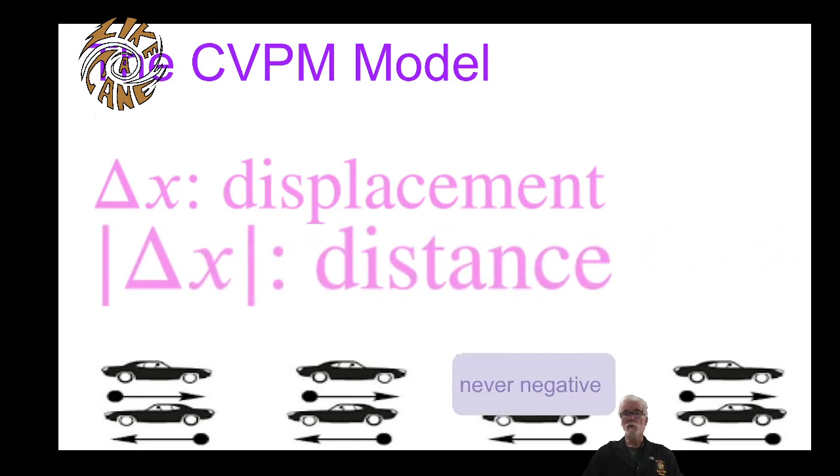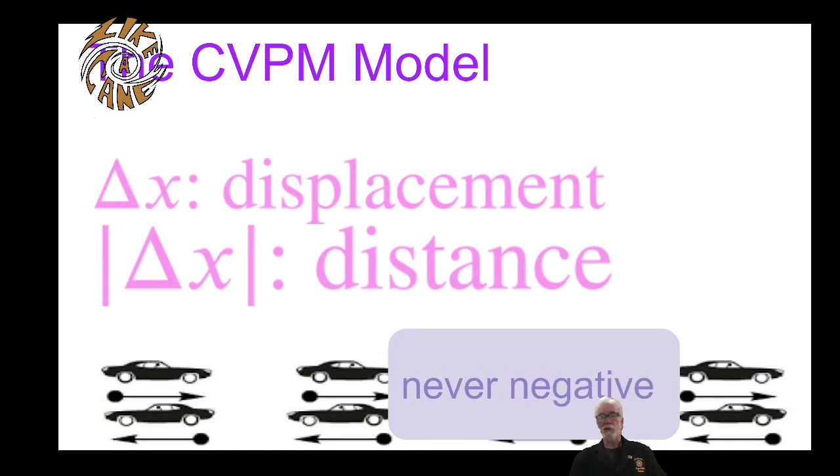Distance is the word we use to mean how far the object moved without worrying about its direction. It's the absolute value of displacement. So both of the trains had the same distance in the two graphs that we looked at above, but they did not have the same displacement. One was positive and one was negative.